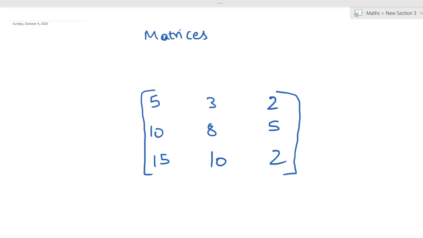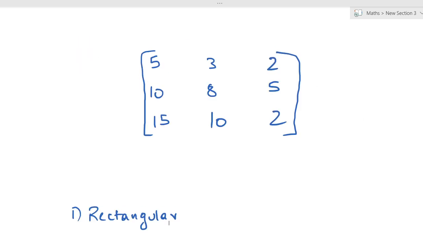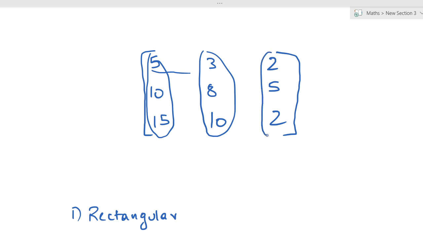Generally, a matrix is a rectangular array of numbers. Since a table is rectangular, obviously a matrix will always be rectangular. First point to be noted is it is rectangular. So these are rows: 5 3 2, 10 8 5, 15 10 2. These are rows, and these are columns: 5 10 15, 3 8 10, 2 5 2.